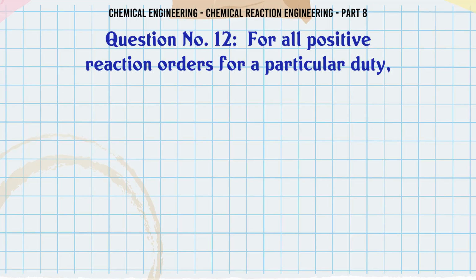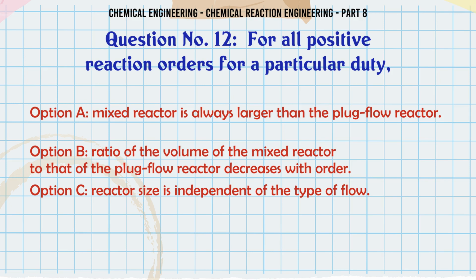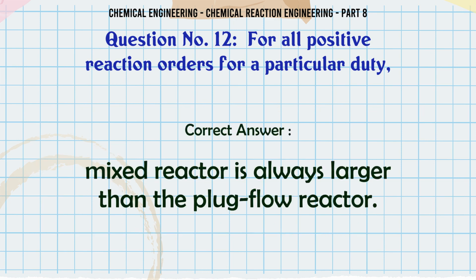For all positive reaction orders for a particular duty, A. Mixed reactor is always larger than the plug flow reactor. B. Ratio of the volume of the mixed reactor to that of the plug flow reactor decreases with order. C. Reactor size is independent of the type of flow. D. Density variation during reaction affects design. The correct answer is mixed reactor is always larger than the plug flow reactor.